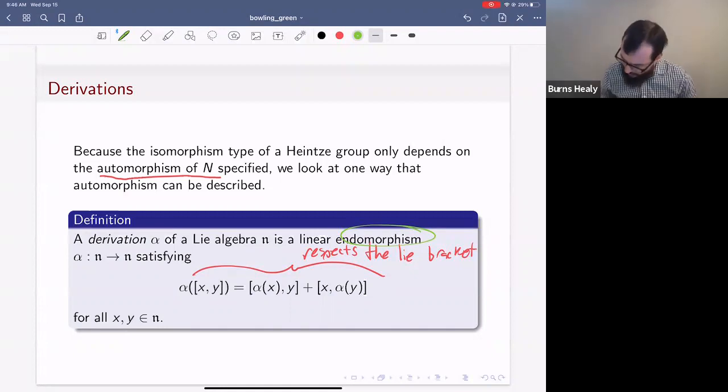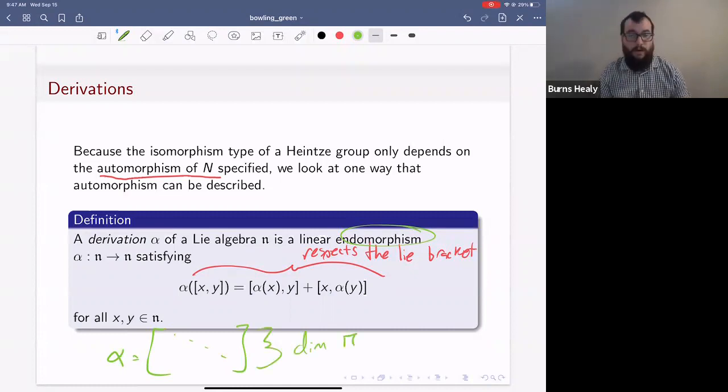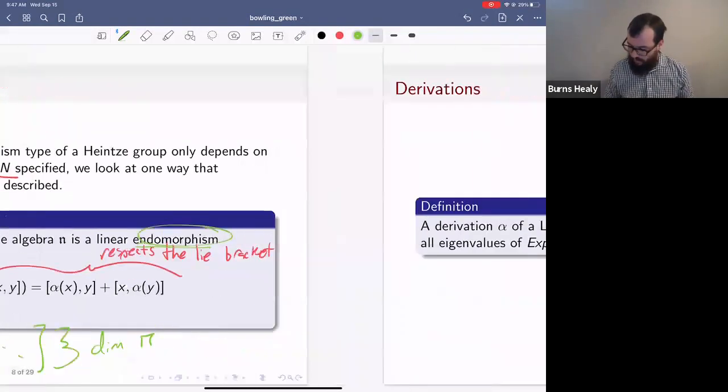Okay. And really, if you want to have the right mental picture here, you want to think of alpha as a matrix, where the dimension of this matrix is the dimension of the Lie algebra here. Okay. So that's what a derivation is. Again, it's not an automorphism. It's an endomorphism. So how do we take an endomorphism and get an automorphism out? You exponentiate it. Okay.